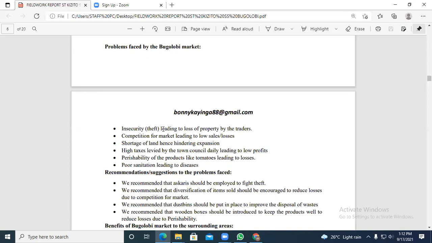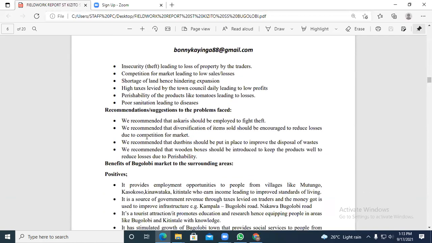Poor sanitation, accidents due to speedy vehicles, safety, pickpocketing. So there are problems faced in the area of study and problems faced while collecting data in that area of study. So don't mix up problem faced by the people in the area and problem faced by you while collecting the data.